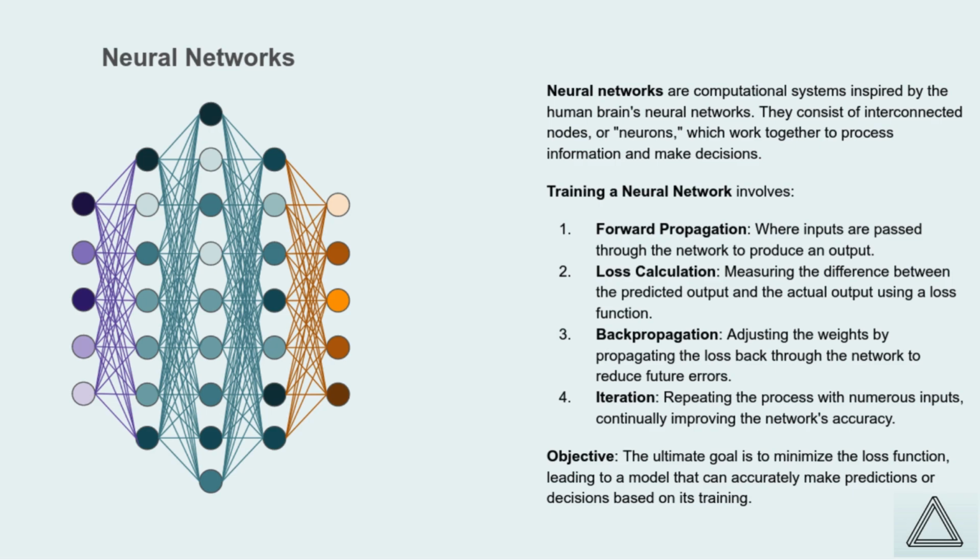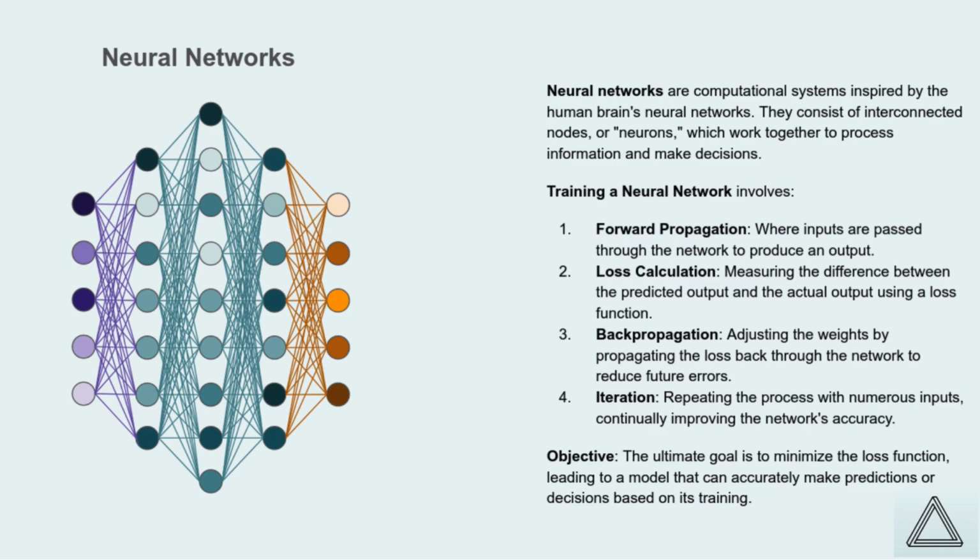Iteration. Training a neural network is not a one-off task. The network iterates through the cycle of forward propagation, loss calculation, and backpropagation multiple times, each pass using the updated weights from the previous cycle. Through these iterations, the network's performance on the training data continually improves.